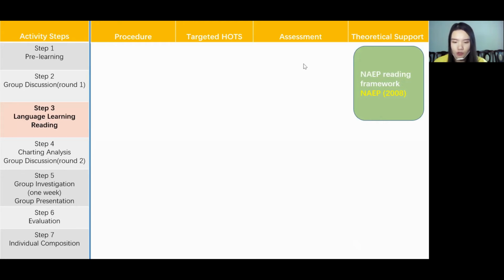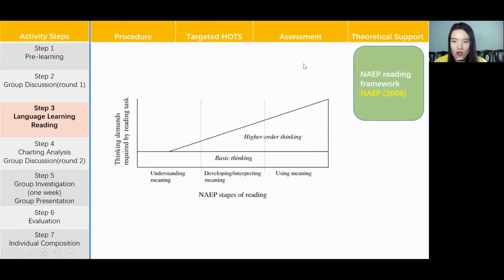Here we refer to the NAEP reading framework. It portrays reading as a multi-stage process. Readers establish literal understanding, interpret meaning, and use the constructed meaning in other tasks. And here we can see higher order thinking increasingly kick in as the reading tasks move from easy to complex.